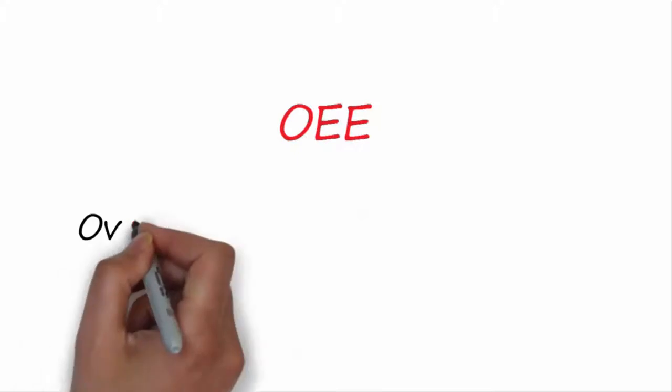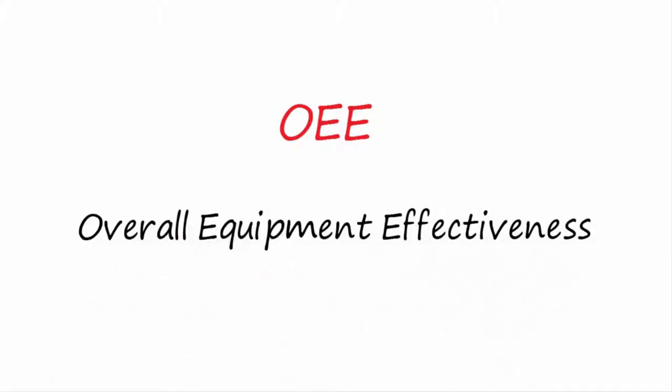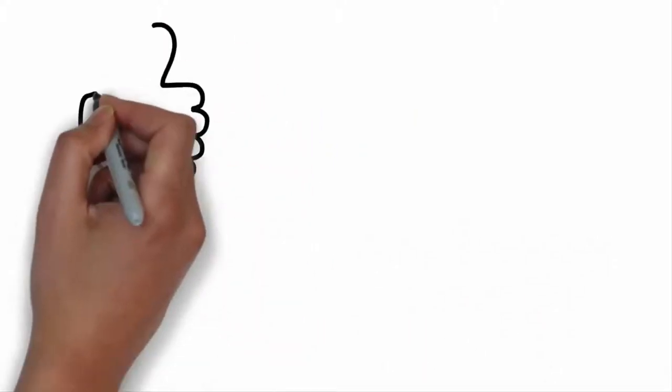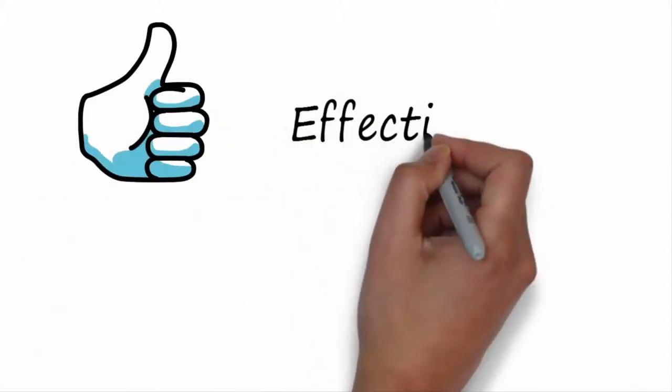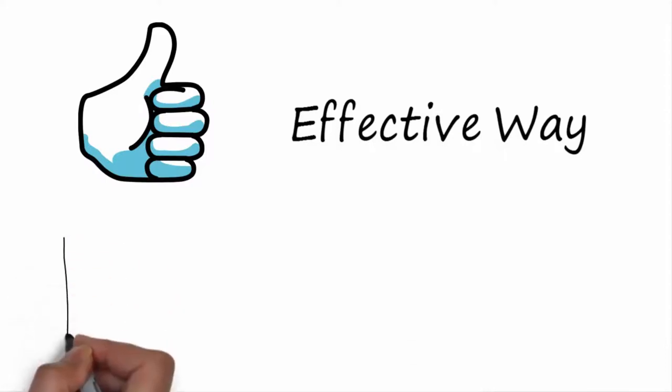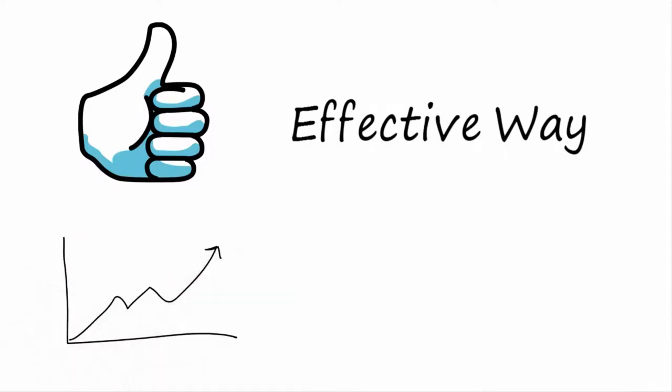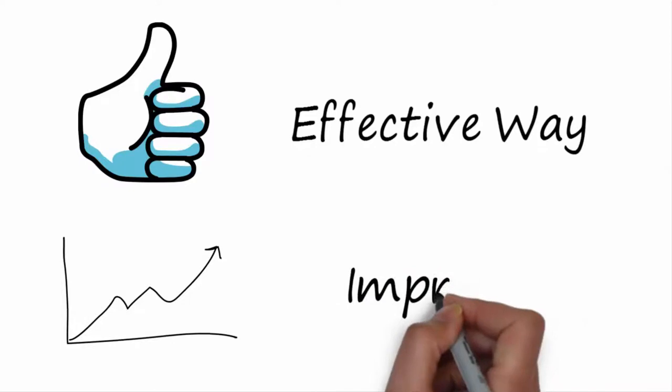OEE means Overall Equipment Effectiveness. The OEE calculation gives the answer to two big questions. A. Am I using the equipment in an effective way? B. Where do I have to take actions to improve the equipment effectiveness?